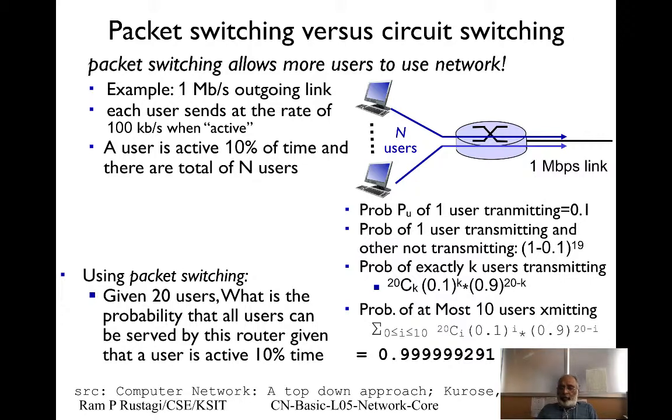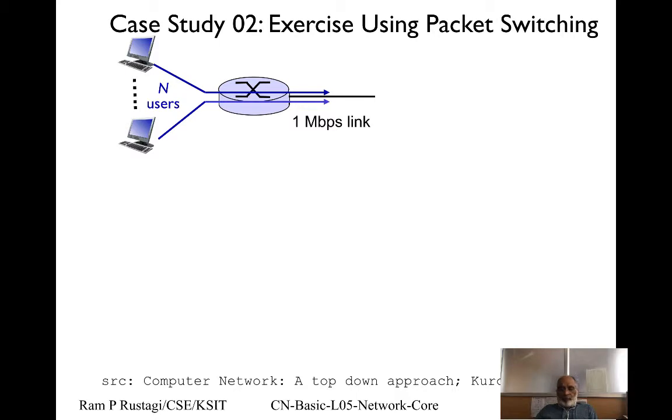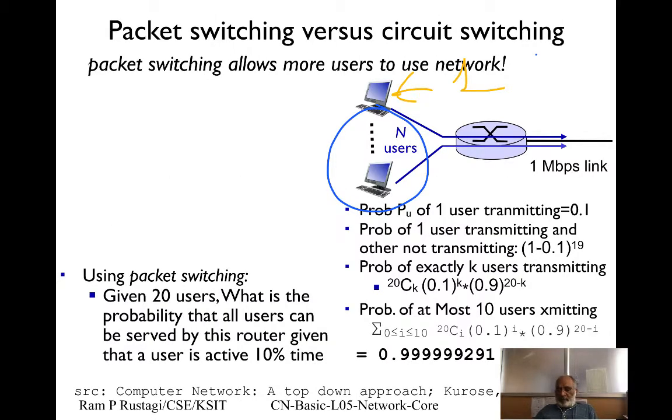Now let's say only user 1 is sending. That means the remaining 19 users are not sending. So if you have a case where only one user sends and 19 users don't send, the probability will be 0.1 raised to power 1 and 0.9 raised to power 19. That's the probability. Similarly, if you look at the case where only k users send at the same time, exactly k users, no more, no less, we have exactly k users sending.